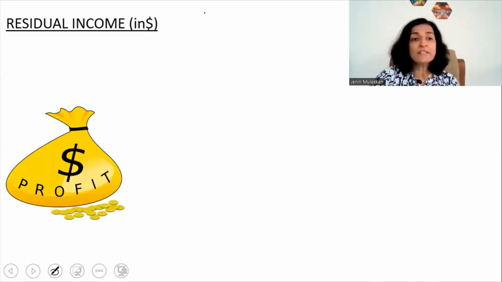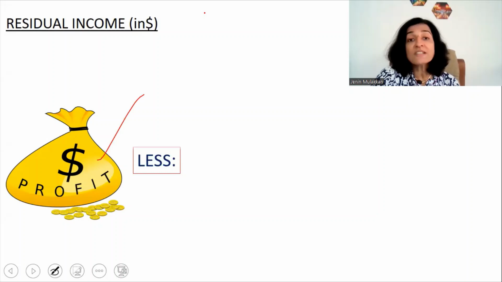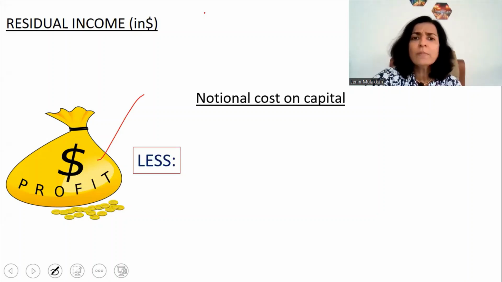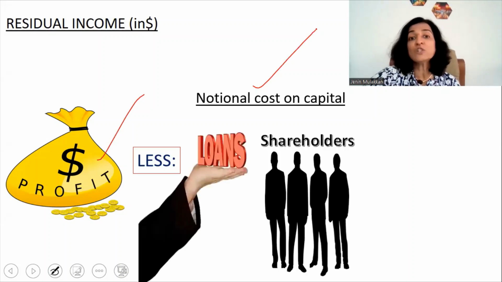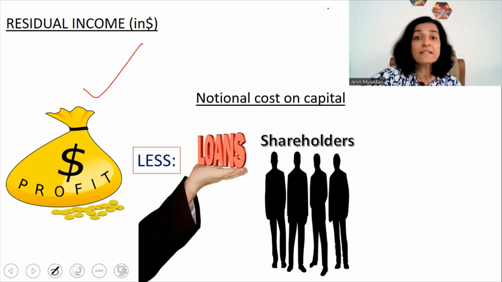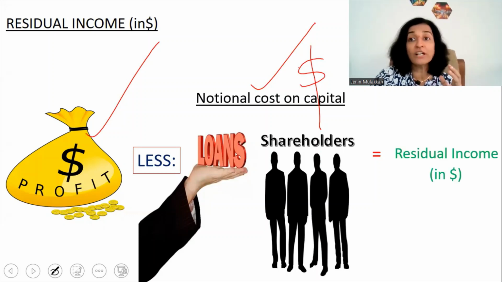You take the profits of the division in dollar, and from that, you reduce something called the notional cost on capital. What do you mean by notional cost on capital? It is nothing but the amount that is to be paid as interest for the loans and also as dividend for the shareholders. So the profits in dollar minus the notional cost on capital, again calculated in dollar, is known as the residual income, which is also a dollar amount.